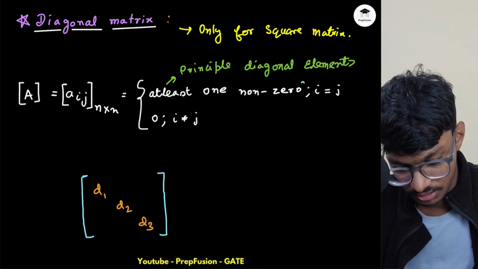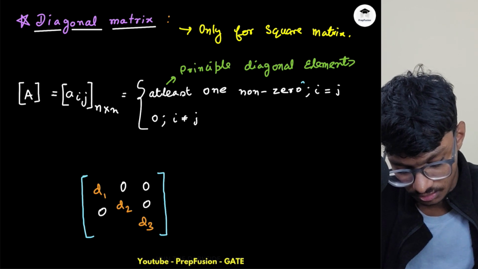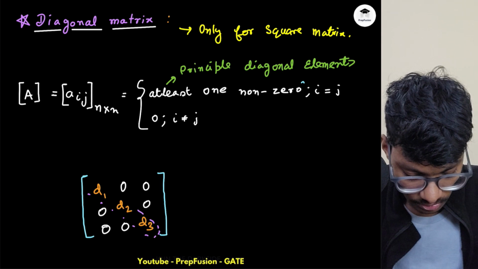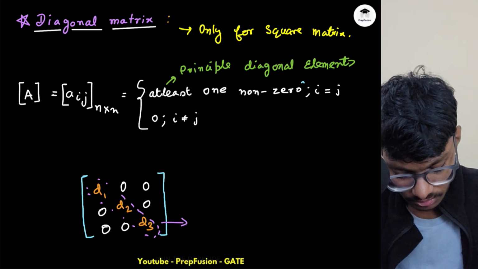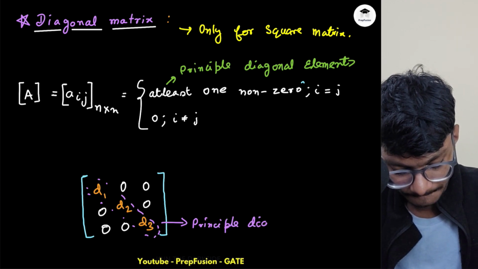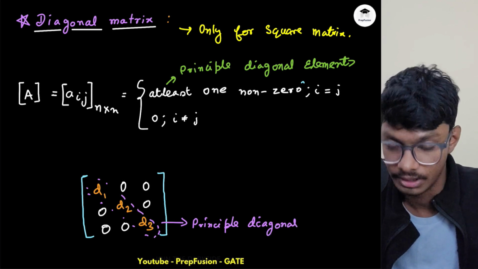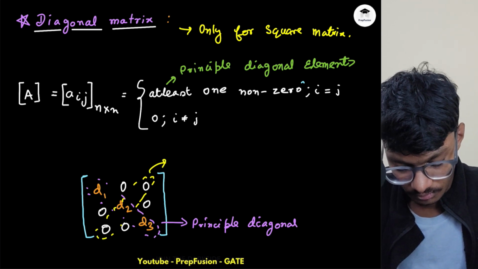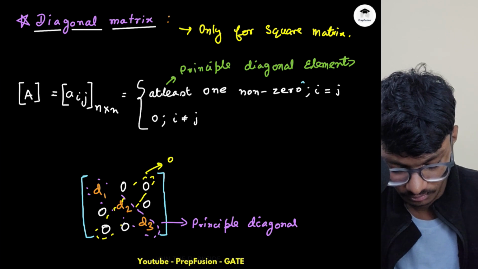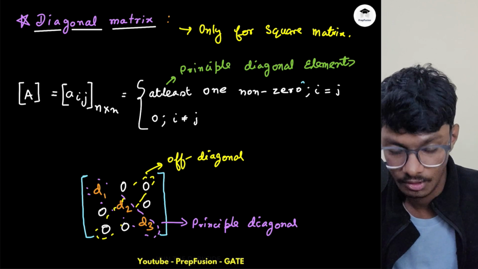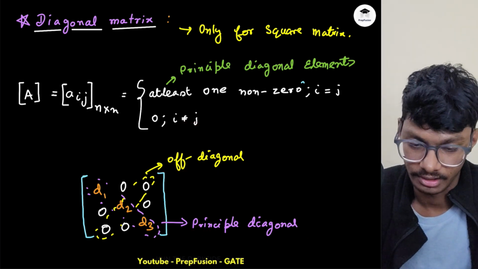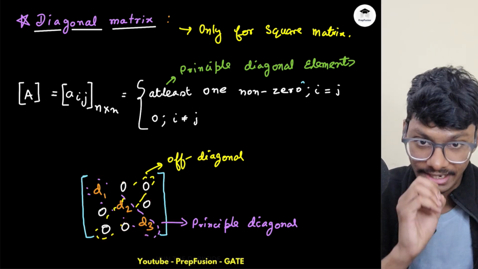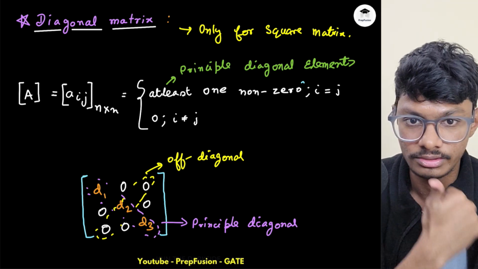So D1, D2, D3 on the diagonal and 0, 0, 0, 0, 0, 0 elsewhere. This is a diagonal matrix, and this is my principal diagonal, also known as the main diagonal. And this is my off diagonal. So this is an example of a diagonal matrix. Out of D1, D2, D3, at least one of them should be non-zero.